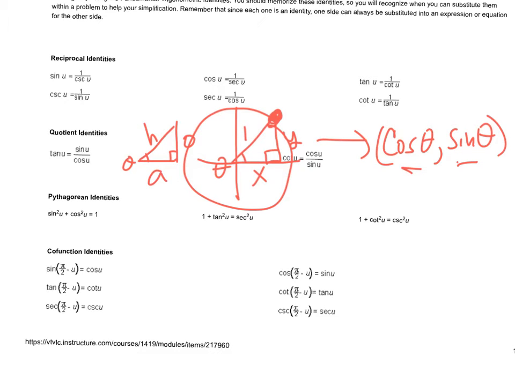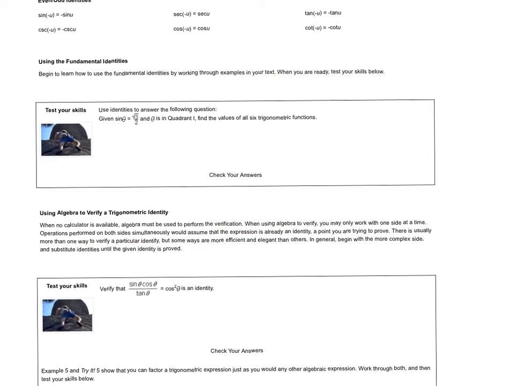Okay, and then of course they get these cofunction identities, and these are related to the graphs of functions. The cosine is just the sine function shifted left or right, and there's a reflection going on there too. But that isn't what this lesson's about, and I don't want to go there and confuse you any further. Okay, so this first exercise in the lesson, they're asking us to use identities to answer the following question.